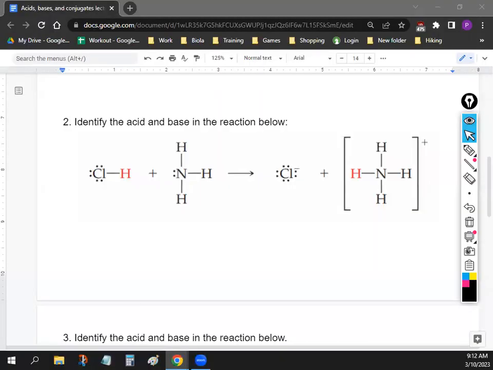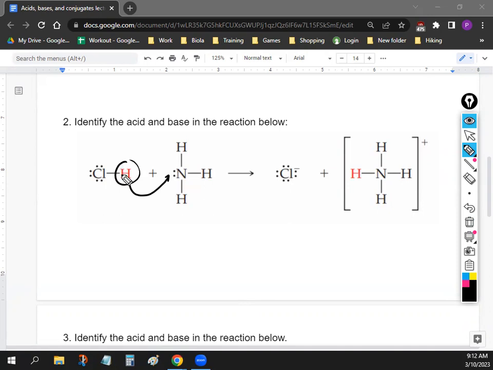Okay, so if you guys take a look at this equation right here, if you notice, hydrogen again was originally attached to the chlorine, right? But after they react together, hydrogen is now connected to the nitrogen. So you should be able to see that this hydrogen right here moved from the chlorine to this compound right here and attached there. Do you guys see that? How it moved from here and attached to the nitrogen.